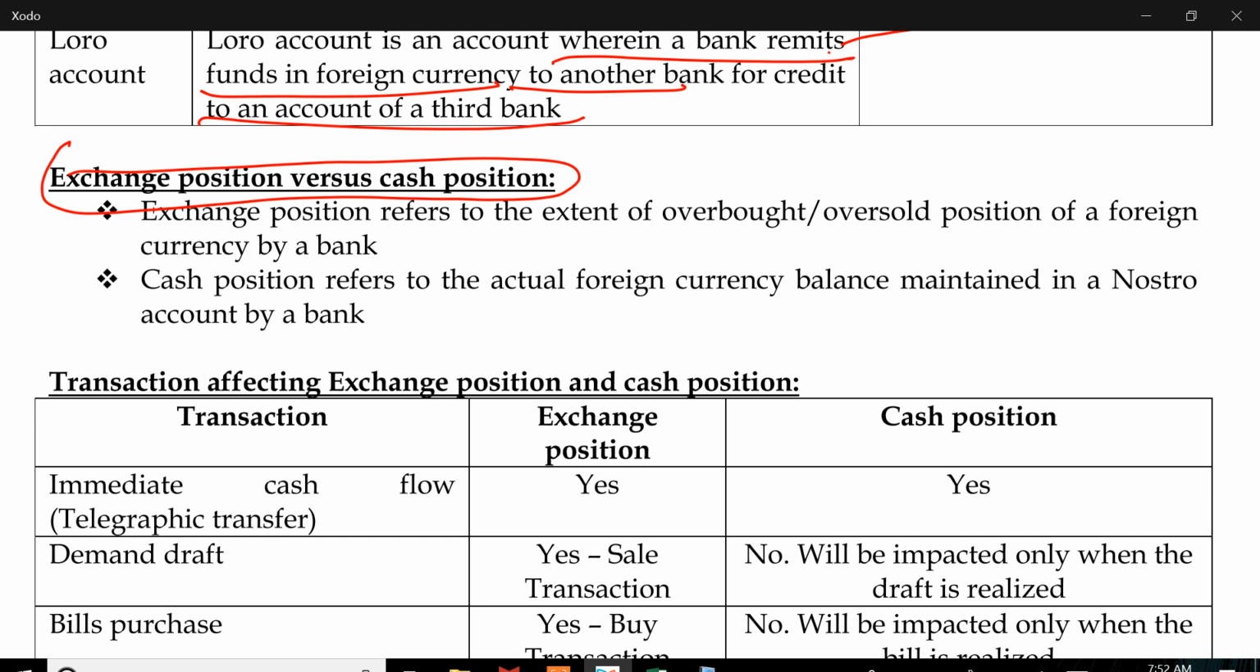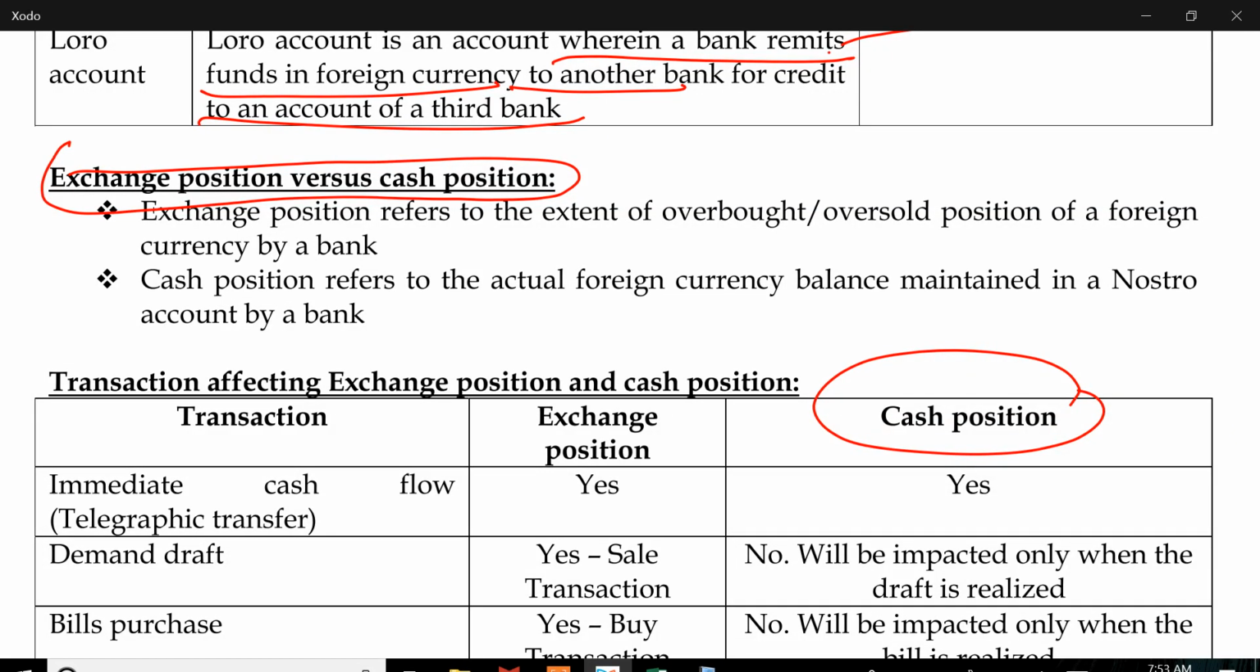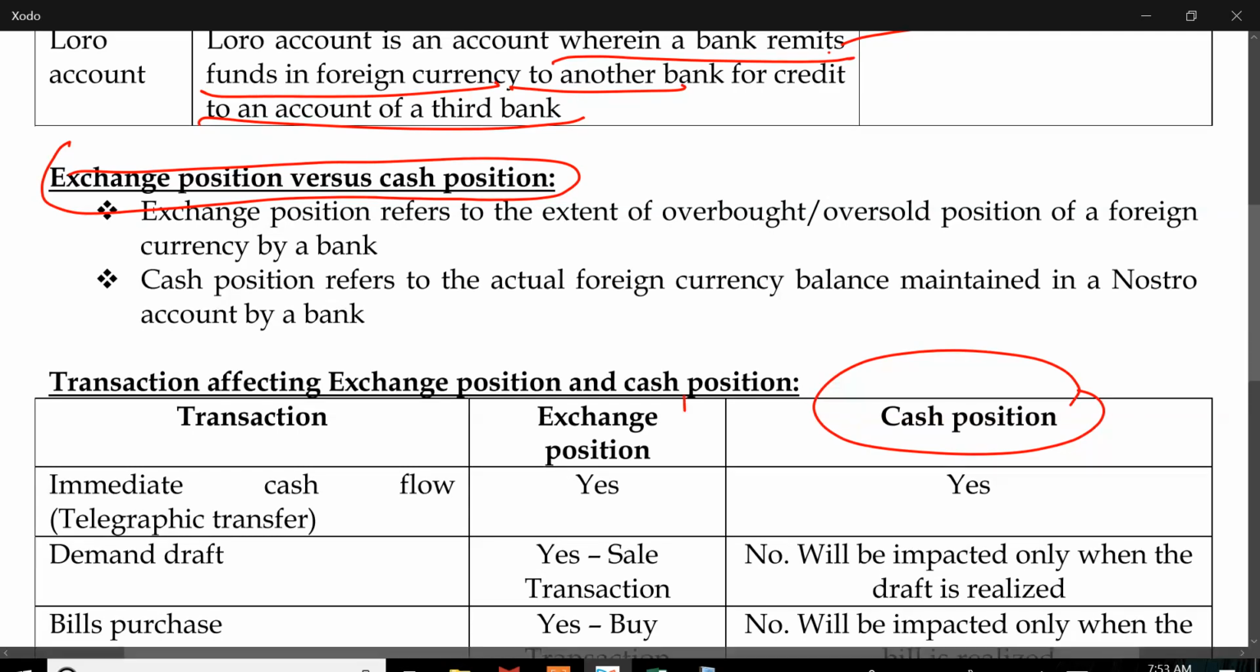The moment you take a forward contract, let's assume the dollar is the currency for all our discussion, dollar and INR. I take a forward contract in terms of dollar. If I prepare my balance sheet, there is no asset called a dollar, no liability called a dollar. If I have a real asset or a real liability in dollars, that is called cash position. Exchange position is where you have already taken the risk, but you don't have the asset in hand. That is called exchange position.